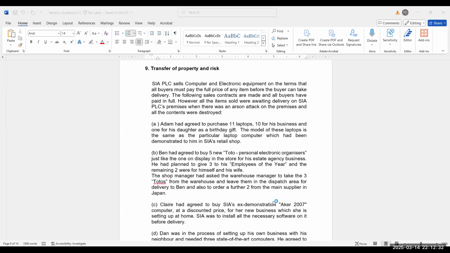So moving on to talk about Claire. She agreed to buy the X demonstration model for her business. So SIA went to install all the necessary software on the computer before delivery. So this is a specific good that requires something to be done to put it in a deliverable state. So you can think about the relevant principle that applies here.